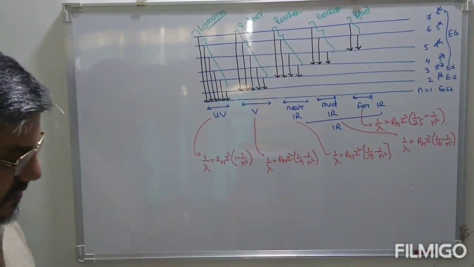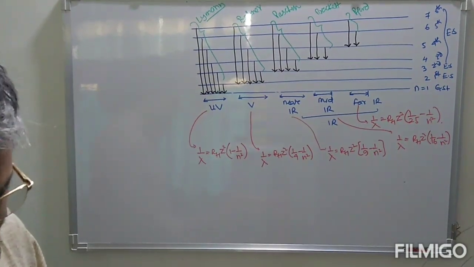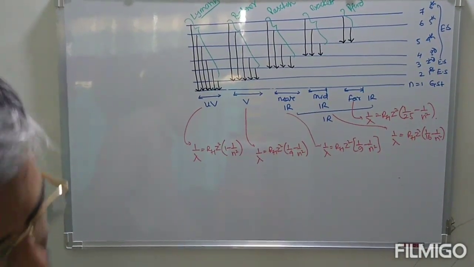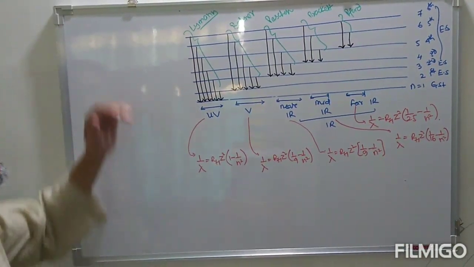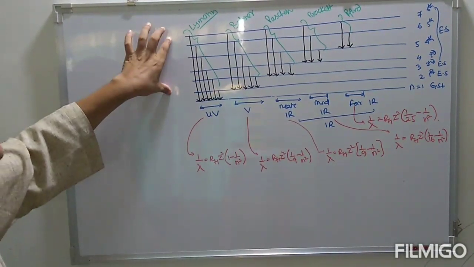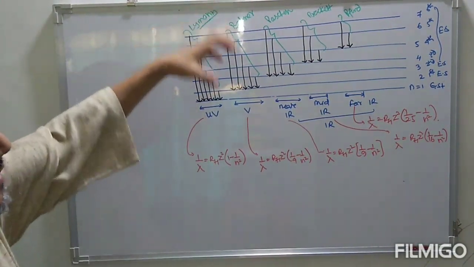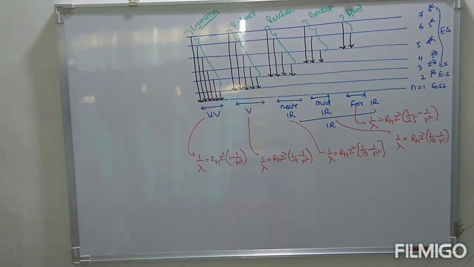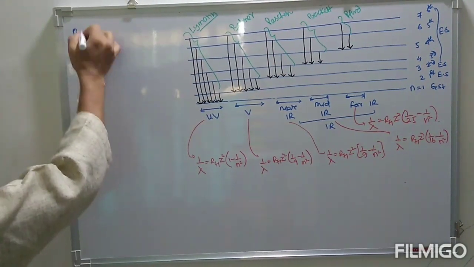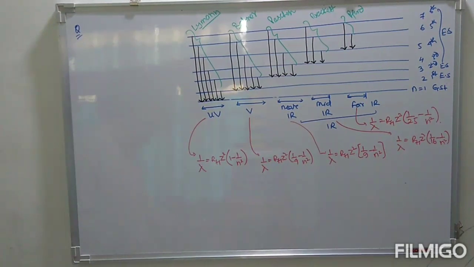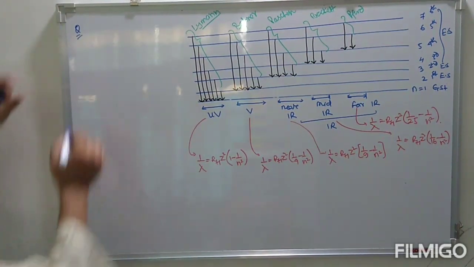So these are the 5 series observed in hydrogen or hydrogen-like species. So this is how we use the series. So let me show you some examples.